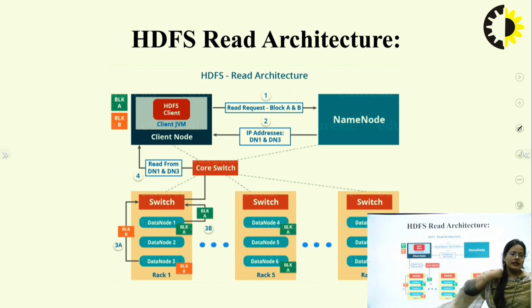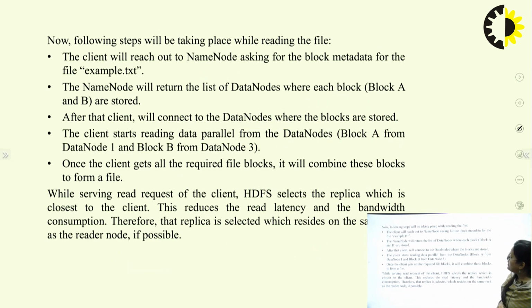HDFS read architecture is comparatively easy to understand. Let us take the above example again, where the HDFS client now wants to read the file example.txt. The following steps will take place while reading the file. First, the client will reach out to the NameNode asking for the block metadata for the file example.txt. The NameNode will return the list of data nodes where each block, that is block A and B, is stored.